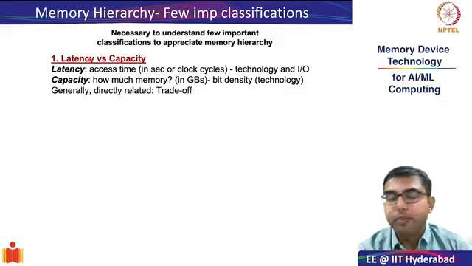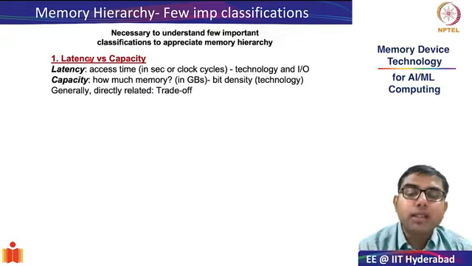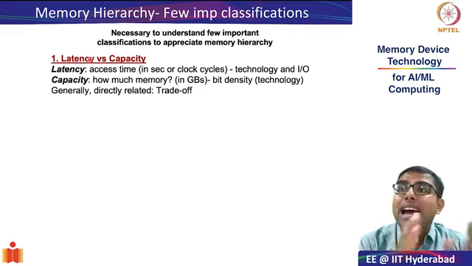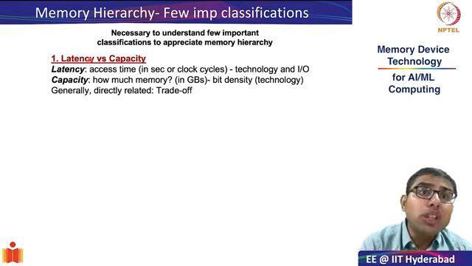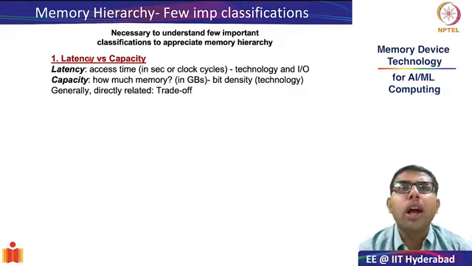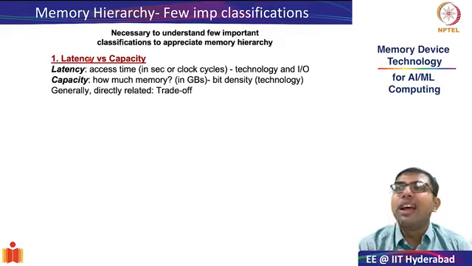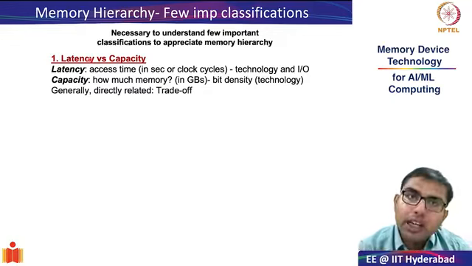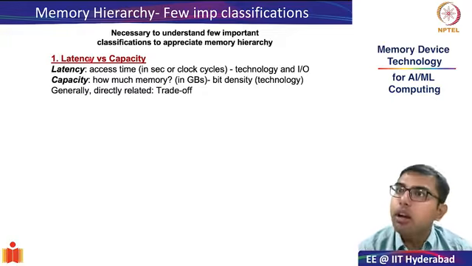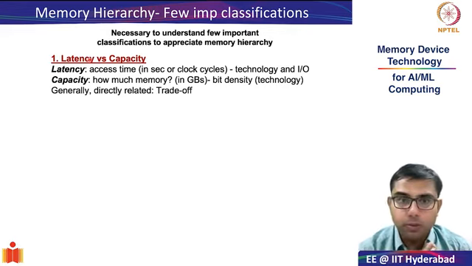Next is capacity. What do you mean by capacity? Capacity is how much memory, generally in GBs, you can store in that particular memory element. And this, of course, is directly tied to bit density. This is a technical term we will keep using. What is the meaning of bit density? Bit density means how many bits you can store per unit area. So it is generally measured as bits per micrometer square, bits per millimeter square, etc. As you can understand, the higher the bit density, the more the capacity of the particular memory or storage element.